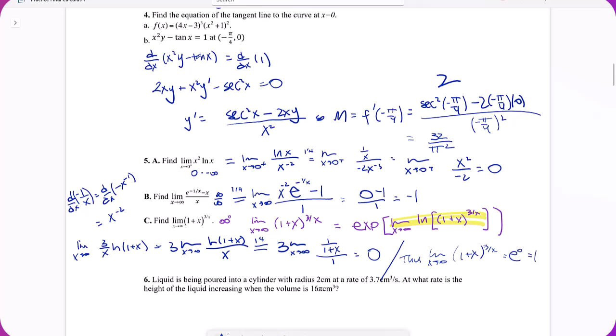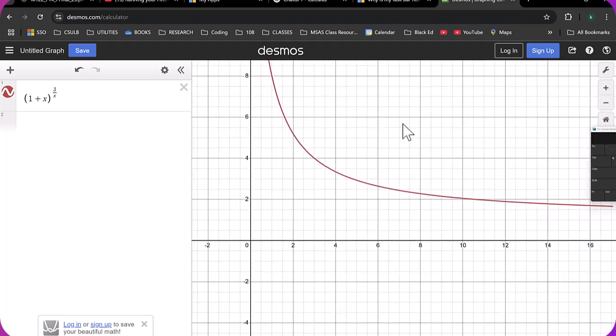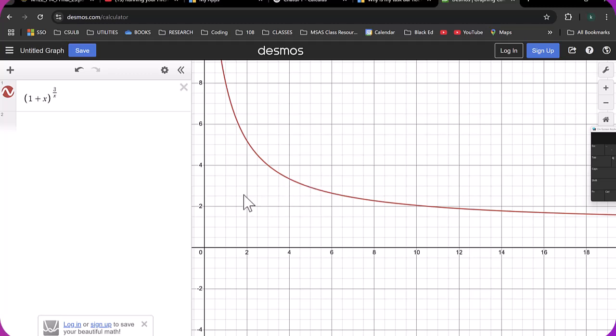All right, so we want to take a look at this in Desmos. Do not look on the left-hand side. Just don't worry about that. What we have here is the function, and you can see that it's approaching 1 as you go towards infinity. This keeps going.